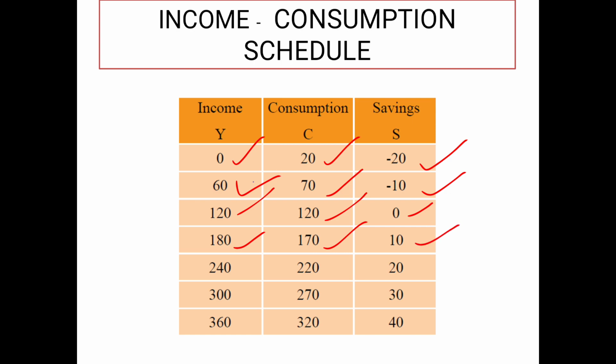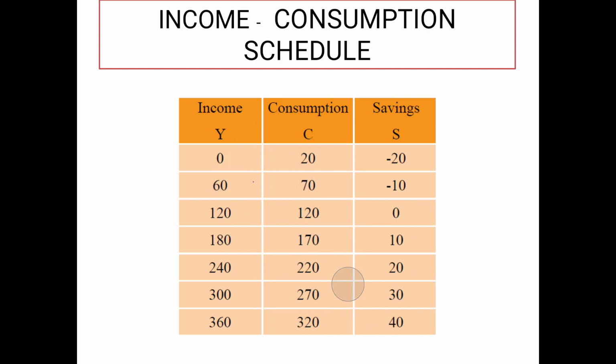Next, 240 is a person's income. 220 is being spent, so 20 is being saved. Easy calculation. 300 is the income, 270 spent and 30 is being saved. 360 is the income, 320 is consumed and 40 is being saved. So I think you will not have any difficulty. It's very simple, so you can understand.